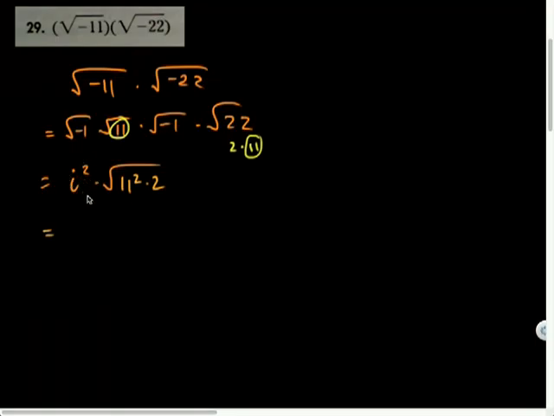i squared, what's that equal to? Negative 1. The square root of 11 squared is 11, and the square root of 2 cannot be simplified. So this is negative 11 square roots of 2. So there we go. Not bad.